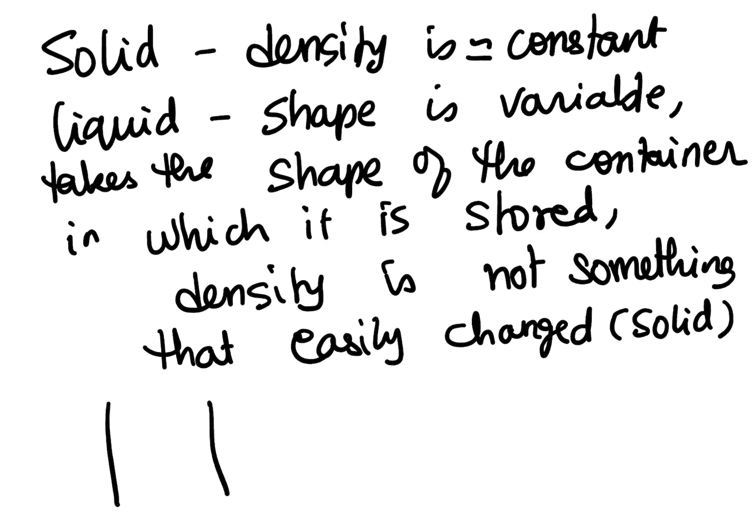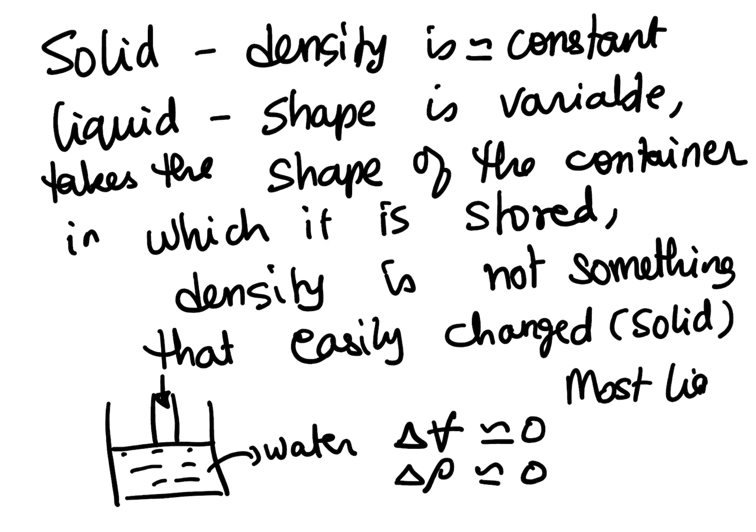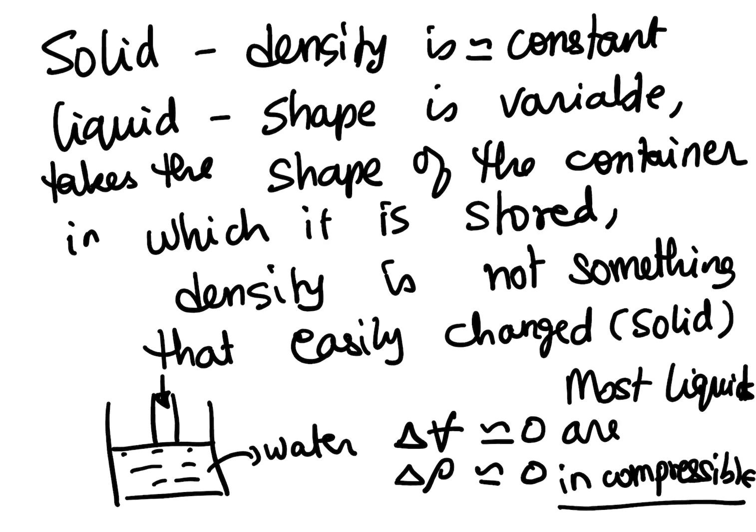Like, for example, if you have water and you put it inside a piston and you try to compress the water, the change in volume of the water is going to be very, very small. Or in other words, the change in density of the water is going to be very, very minimal. You can't change the density of water that easily, and that's why most liquids are incompressible. That is, you can't compress them. Incompressible. It's a very important term in fluid mechanics.